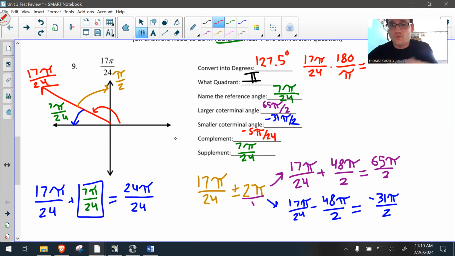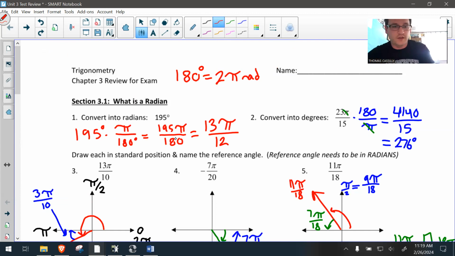That is page 1. That was all about degrees to radians, radians to degrees, and so on and so forth. Sorry, that one kind of got a little long, but it is what it is.